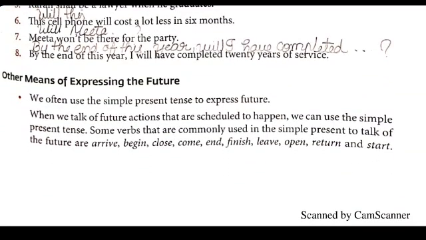Now how do we express the future through other means? We often use the simple present tense to express future. When we talk of future action that is scheduled to happen, we can use a simple present tense. Some verbs that are commonly used in the simple present to talk of the future are arrive, begin, close, come, end and finish, leave, open, return and start.